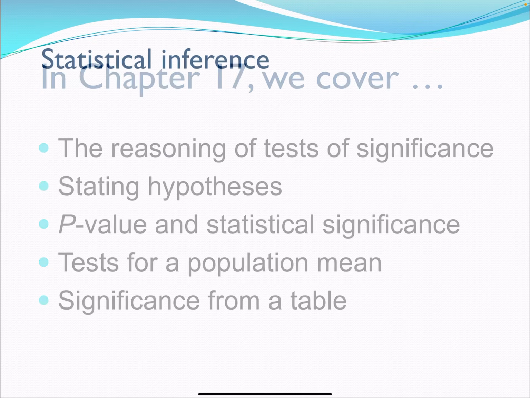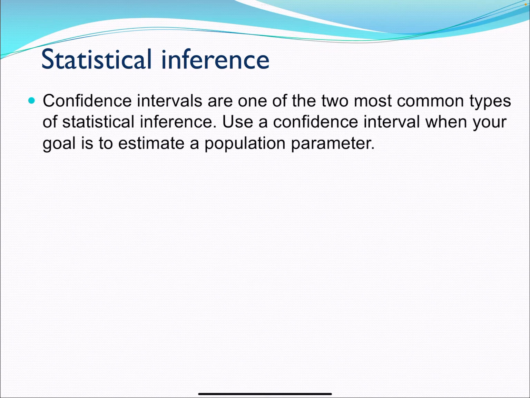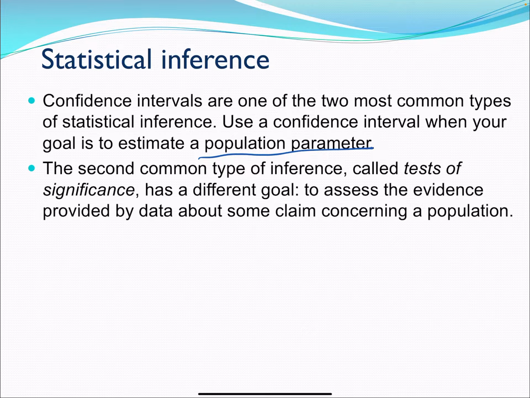So, what is statistical inference? Confidence intervals are one of the two most common types of statistical inference. We covered those in chapter 16. That's when we use a confidence interval, as our goal is to estimate a population parameter. The second type of inference, which is what this chapter is an introduction to, is tests of significance. And this has a different goal. It has the goal to assess the evidence provided by the data and make some claim concerning a population.